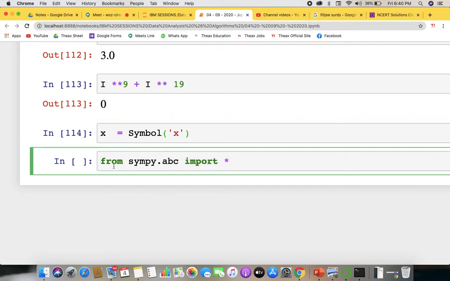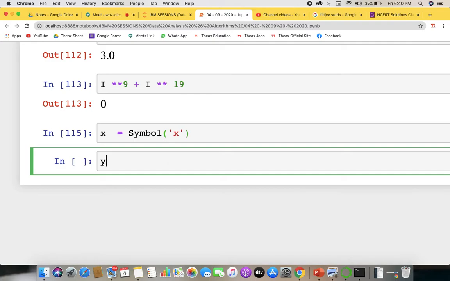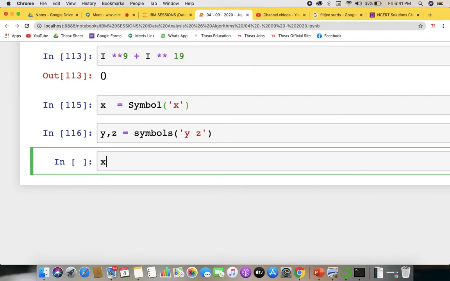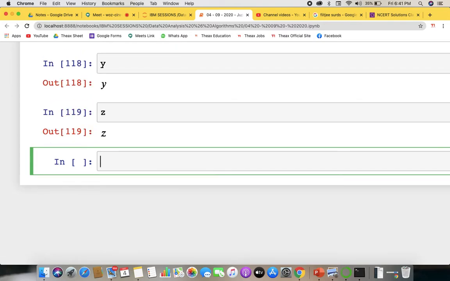So what I do is, I first of all write the import everything line. So I have no need to write up the symbols. But still, if you are defining one symbol, you can write it with this x, okay? And if you are defining more than one symbol at a time, so let's say you are defining y and z, you will have to write symbols, okay? Symbols of, then you can write y comma z. If I see x, it is an x value, y, and so does the z, and that's it, right?